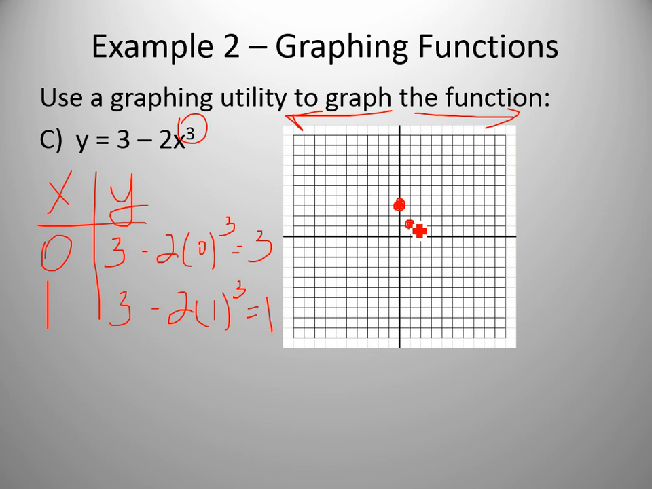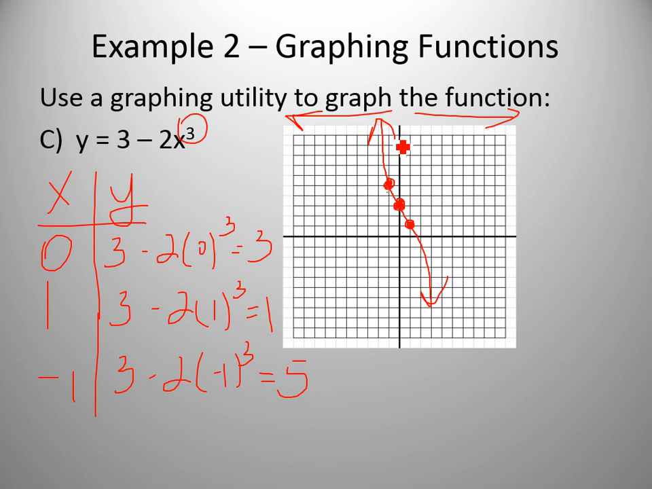And then let me get a point on the negative side. So if I put a negative 1 in for x, and I do 3 minus 2 times negative 1 cubed, this is going to be positive 5. So I get another point that's 1, 2, 3, 4, 5 up here. So you can see here I got a little bit of a chair-like shape, and in this case it's going to look something maybe like that.